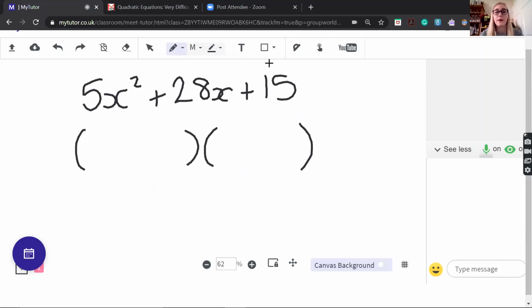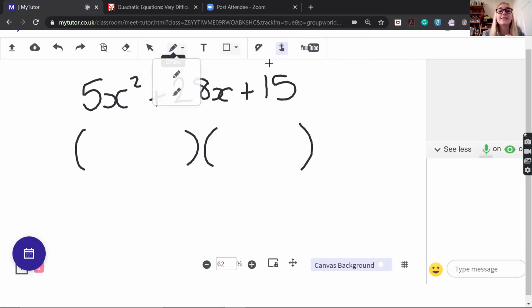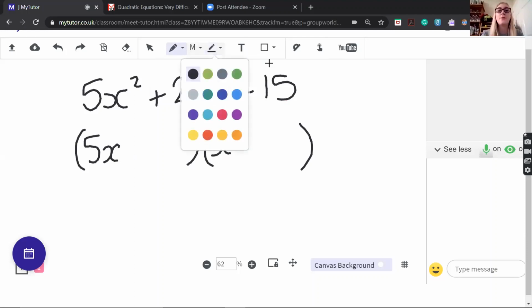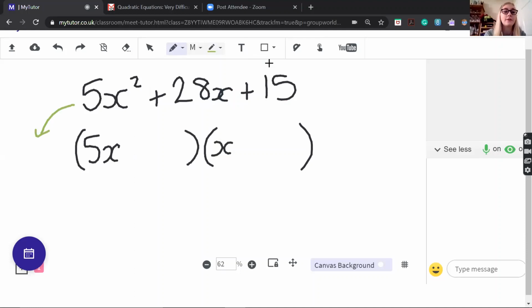And now we need to think about what's going to go at the beginning of these brackets. That's going to be 5x and x, because that's the only way that you can get 5x squared. There's nothing else that we can do. We're working out what can multiply to make this. The only thing is 1 and 5, so that's what we stick in front of the x's.